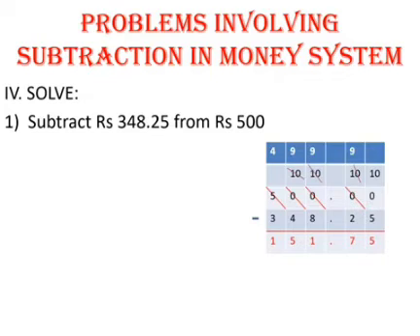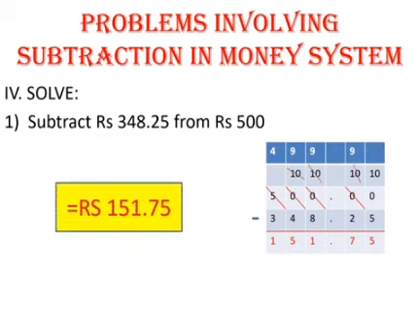So let us minus. 10 minus 5 is 5. 9 minus 2 is 7. Keep the decimal point. 9 minus 8 is 1. 9 minus 4 is 5. 4 minus 3 is 1. So finally your answer is 151 rupees 75 paise.